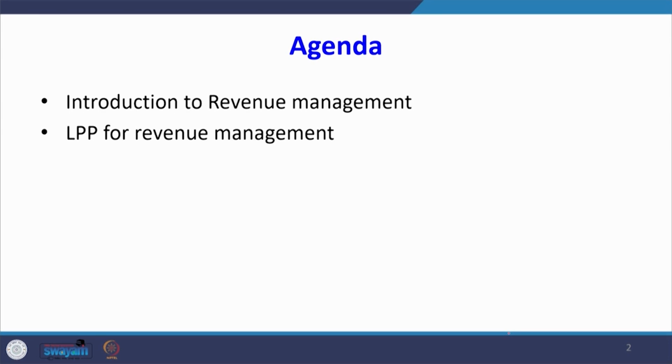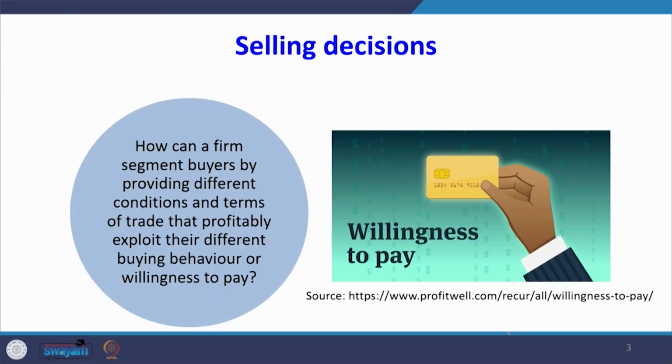Then I will take one problem, formulate a linear programming problem for revenue management, and solve it. Selling decisions: how can a firm segment buyers by providing different conditions and terms of trade that profitably exploit their different buying behavior and/or willingness to pay? The company may make its revenue by exploiting their buying behavior and willingness to pay.